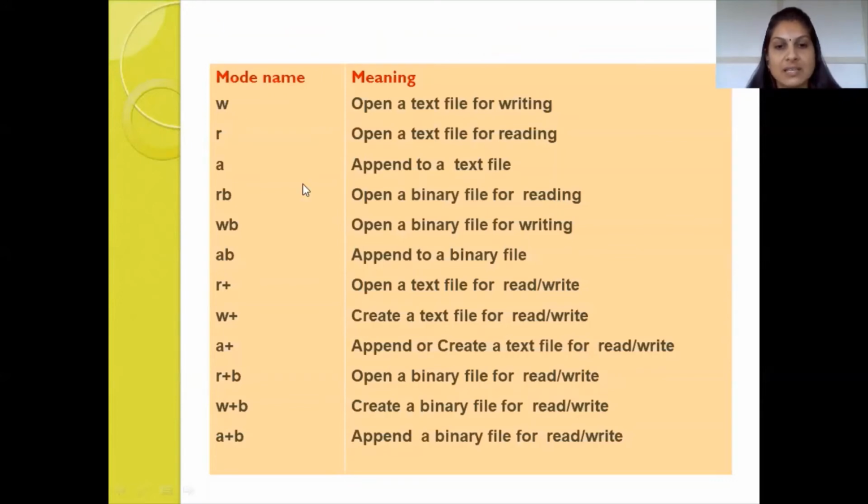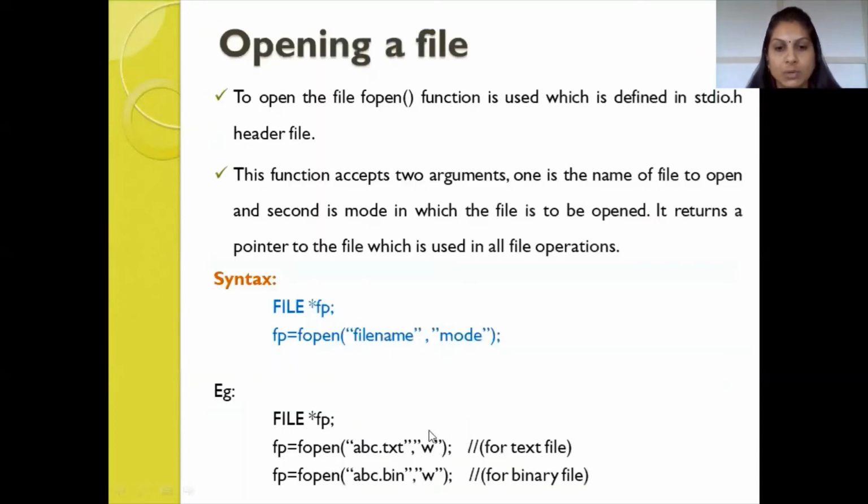Here in the previous example, we were using writing mode W. That means this file is open for writing. You cannot read data from that file because the mode is W. But suppose you want to read the data, then you have to use R, and only then can you read the data from the file ABC. So file modes are read, write and append.